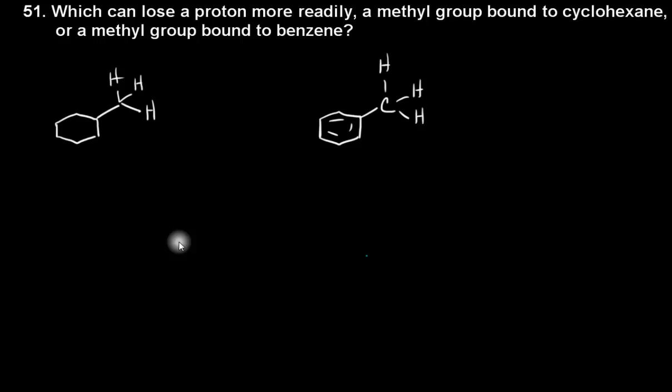Okay, question 51. Which can lose a proton more readily? Methyl group bound to cyclohexane over here on the left, or methyl group bound to benzene over here on the right? Again, this is a chapter about resonance, so delocalized electrons are key and are king.